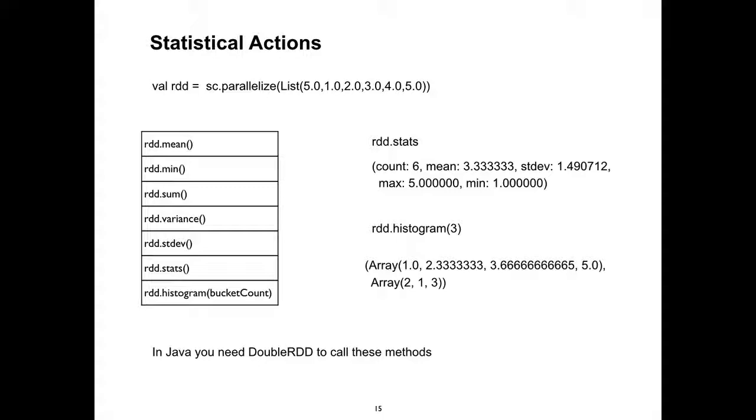Histogram takes a little interpretation. You give it how many buckets you want that data to be divided into. And the first array gives you the boundary points. So the first bucket goes from 1 up to 2.33, and the next bucket goes from 2.33 to 3, and the next bucket goes from that all the way to 5. And then the second array tells you how many elements are in each of those buckets.